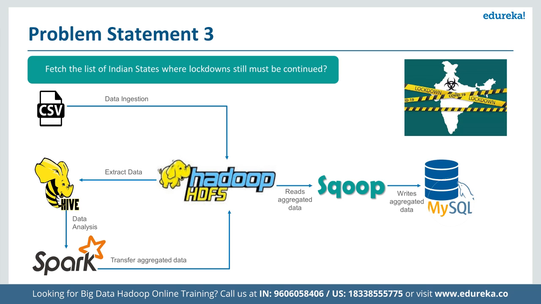Now, as we just saw, the dataset is stored in two CSV files, both of which we have loaded into our HDFS directory. This is what the data flow diagram looks like for this particular problem. We're going to be using HDFS for data ingestion from our CSV files and also to transfer the aggregated data from Hive, which would be analyzed using Apache Spark. Then we're going to be reading the aggregated data using Sqoop and write it in my SQL database.